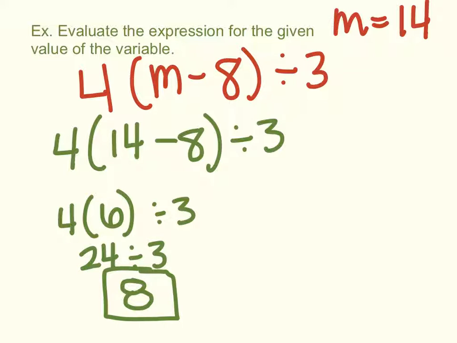Now it's possible that they could have given us a different value here, maybe 12, maybe 300, and it would have changed the value of the expression. But when m equals 14, the answer is 8.